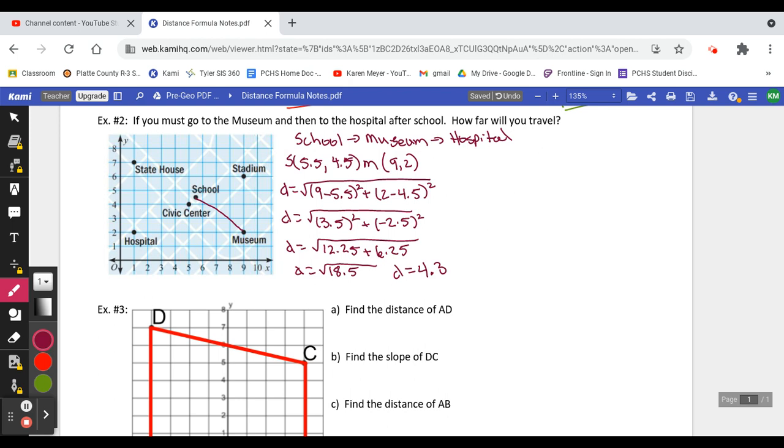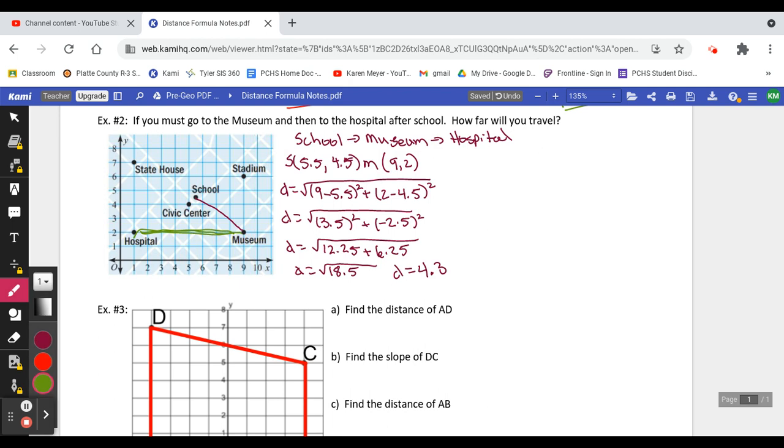Now I want to go from the museum to the hospital. So if I draw that in, does everybody notice that's a horizontal line? Vertical or horizontal lines, you don't have to do the distance formula. I mean, you still can and get the same answer. You're just going to do more work. Horizontal and vertical lines, let's just count the spaces.